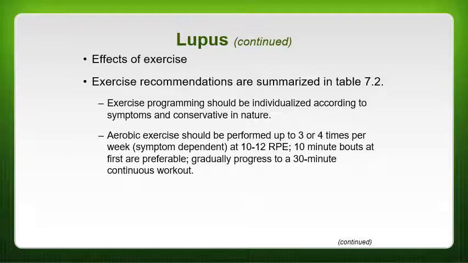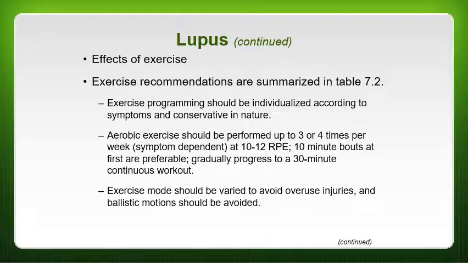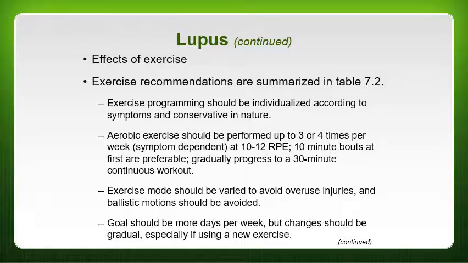Aerobic activities should be performed 3 to 4 times a week, at 10 to 12 RPE. 10-minute bouts at first are preferable. So you could break it into shorter exercise periods over the course of the day. Vary it to avoid overuse injuries. Avoid ballistic motions, so make sure you're going through pretty smooth ranges of motion.